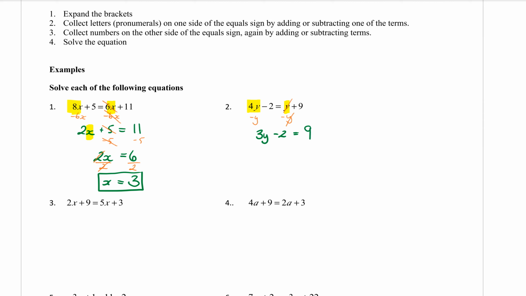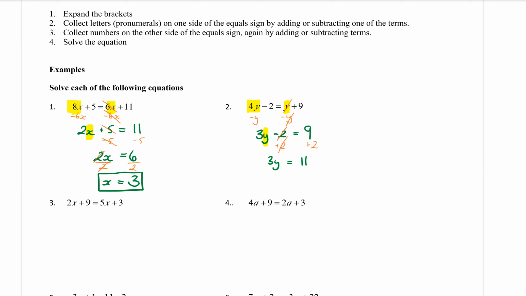So I'm trying to get the y all by itself, so I need to get rid of the 3 and the minus 2. Remember that you're working from further away and gradually getting closer to that y. So the further number is the 2. The opposite is to plus 2. Cancel that off. 3y is equal to 9 plus 2 is 11.